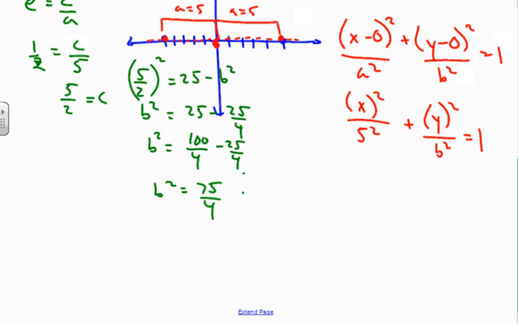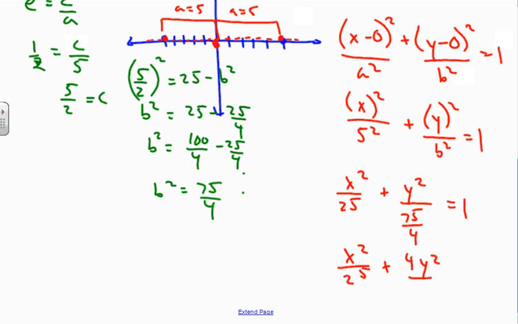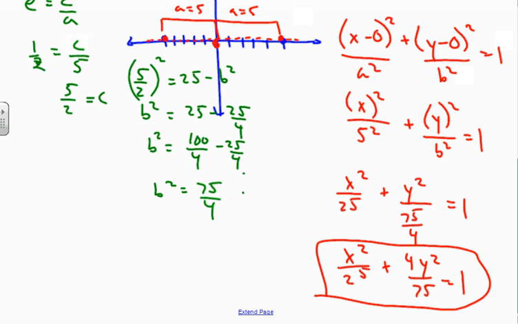Taking this value, we can simplify this entirely now. x squared over 25 plus y squared over 75 fourths equals 1. Generally, when you write this, you don't like a fraction over a fraction, so we can simplify one little step farther. We have x squared over 25 plus 4 y squared over 75 equals 1, and that would be our equation.